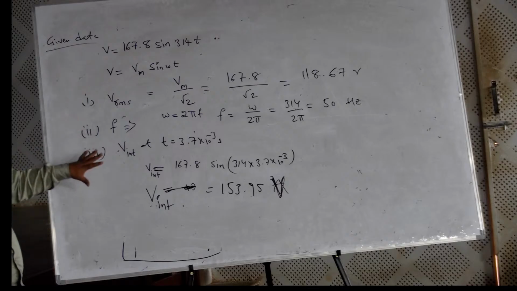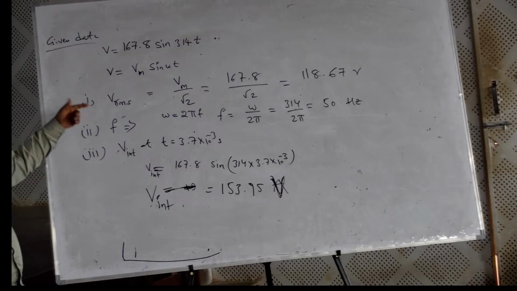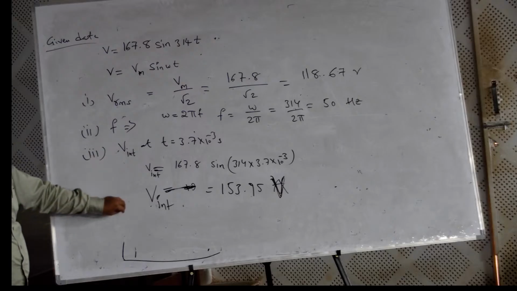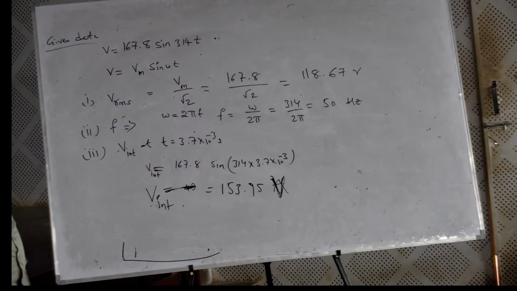Average value we will calculate, but the question does not ask about that. The average value formula is 2 Vm by pi. That 2 Vm by pi means you have to take pi as 22 by 7.